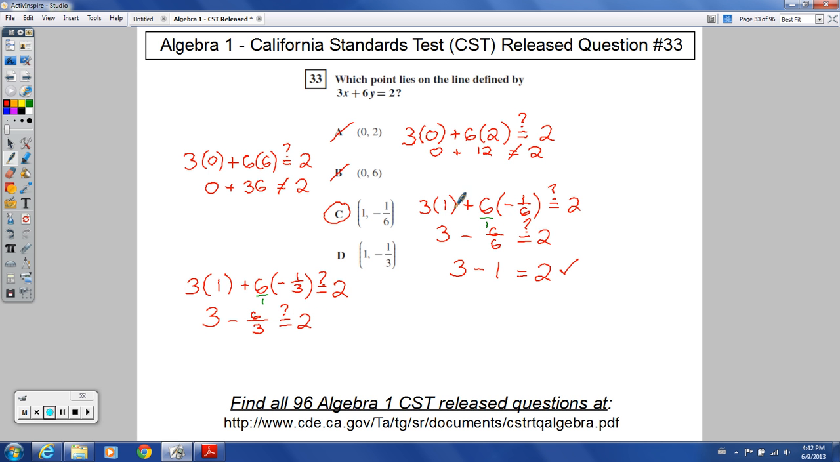And it looks like you had the same x value, so you should think if you have a different y value, it's probably not going to work out. Hopefully that came across your mind as we're going through this here. But 3 minus 2, that would be 1, and 1 does not equal 2. So choice D, yep, that was incorrect. Choice C has to be the only correct answer. Number 33, choice C.